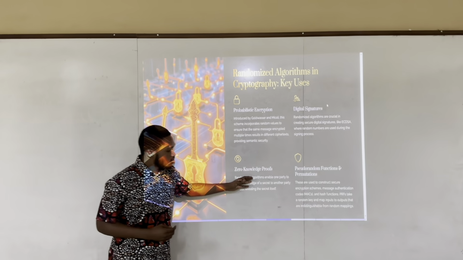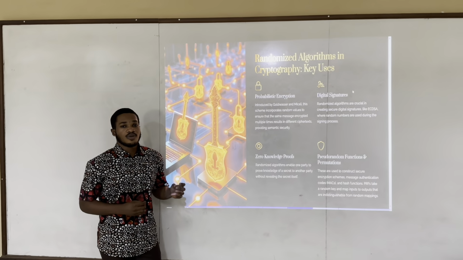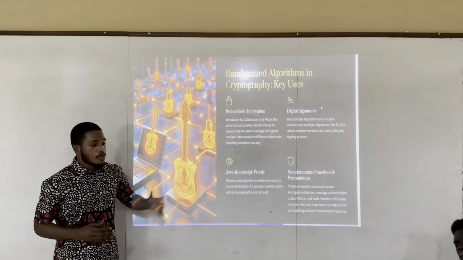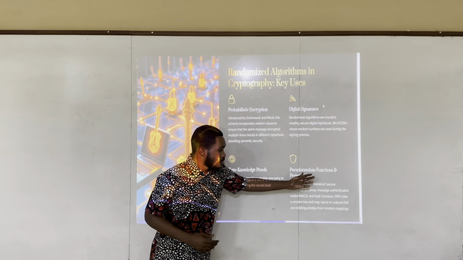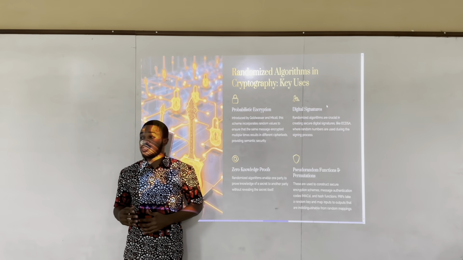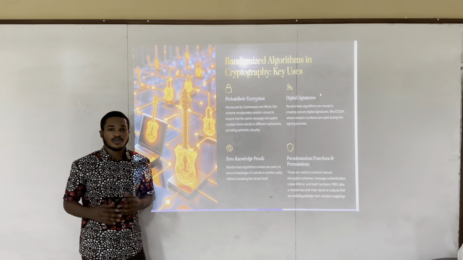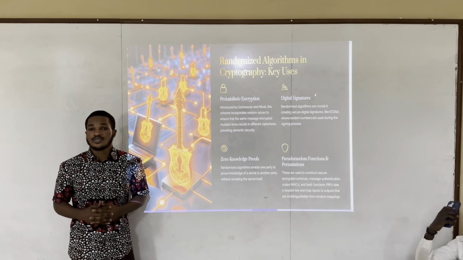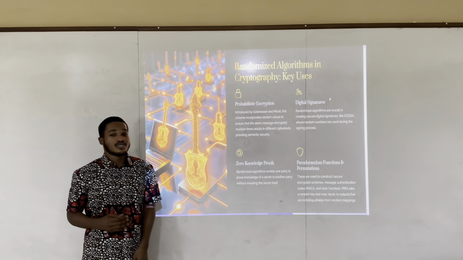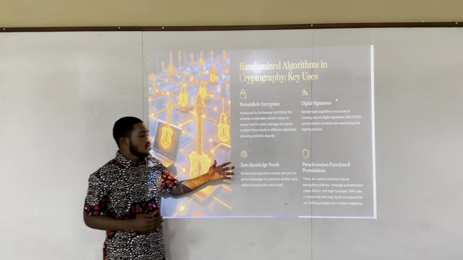Next, we'll be talking about zero knowledge proofs. That's the ZKP, which enables one party, the prover, to prove knowledge of a secret to another party, the verifier, without revealing the secret itself. Randomized algorithms are essential for ensuring the security and soundness of these protocols. Key features include completeness, that means a valid proof convinces the verifier, and also soundness and zero knowledge.